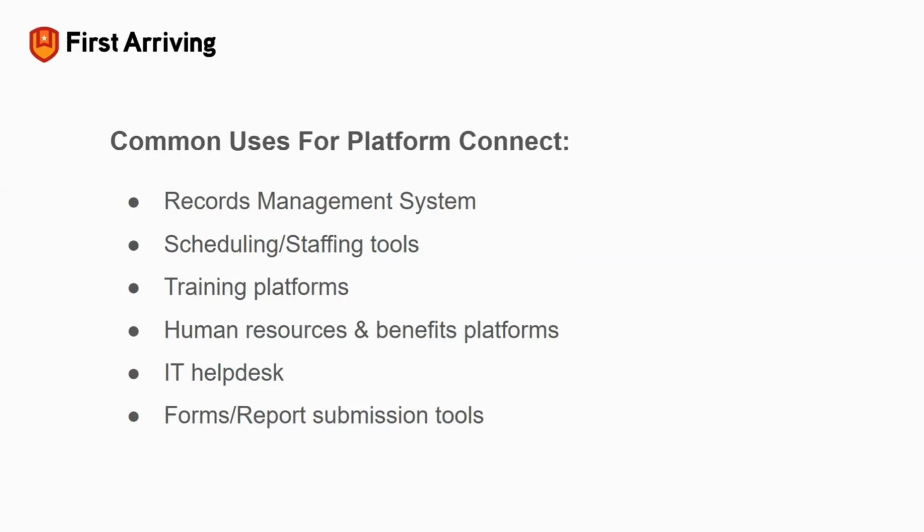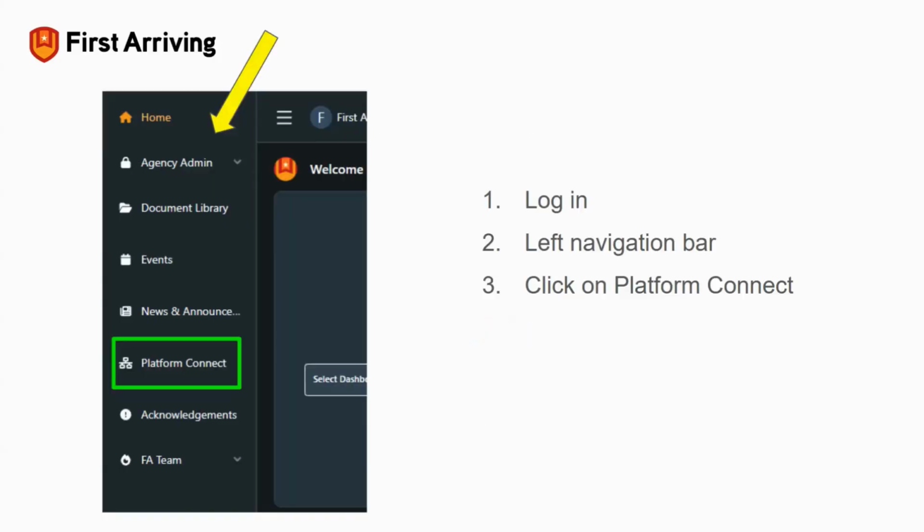Common examples include your records management systems, scheduling or staffing tools, training platforms, ICS forms or repositories, maybe HR or benefit sites, or accreditation systems. Think about your IT help desk and any kind of portal that you use to interface with your IT team, and any kind of form submission tools. If your team accesses it regularly, it belongs in Platform Connect.